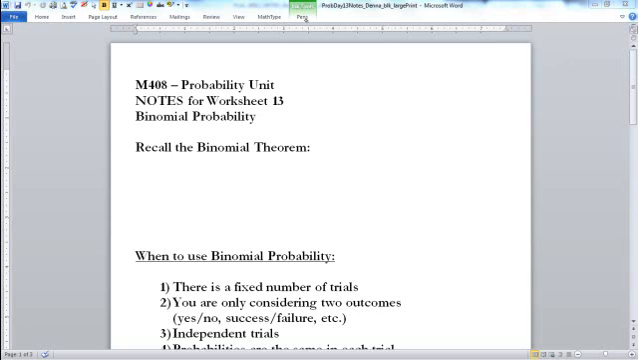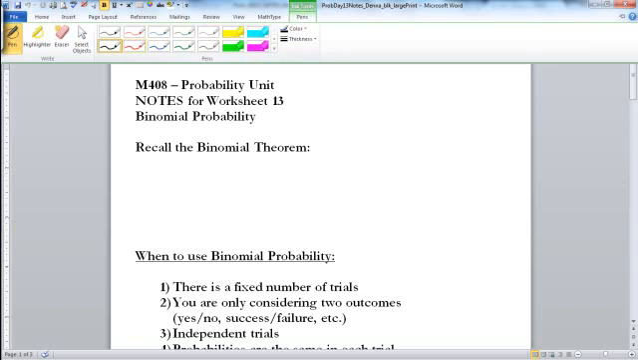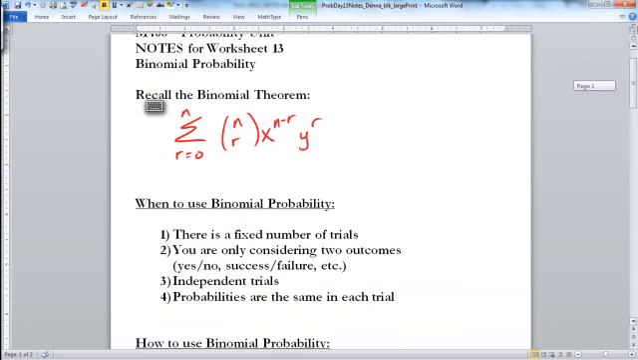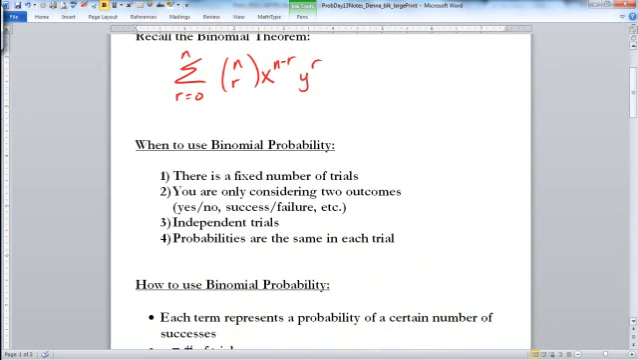Today we're going to talk about what is called binomial probability. Now, if we recall, we learned the binomial theorem yesterday, and for our binomial theorem, we learned that the sum from r equals 0 to n of n choose r times x to the n minus r, y to the r, can be used to expand any binomial raised to any power. And we can use this theorem to help us in cases of binomial probability.